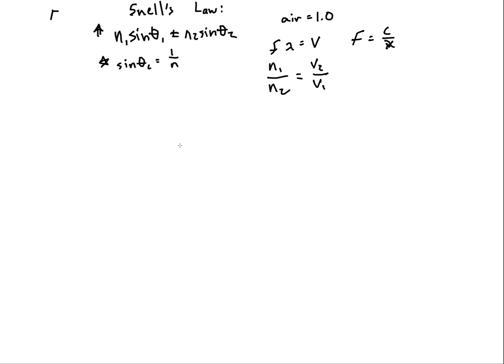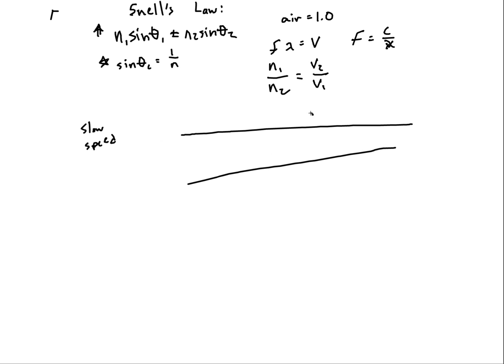Now, the main thing to remember is whether the light is going to slow down or whether it's going to speed up. And that all depends on the two mediums that you're going through. So let's say that we are going from air to water. And water usually has an index of refraction of 1.3.